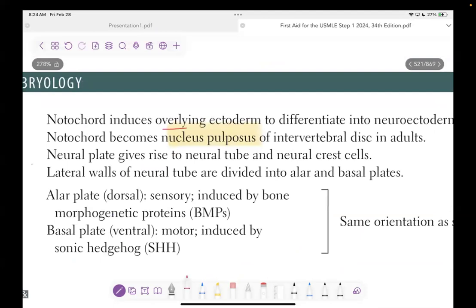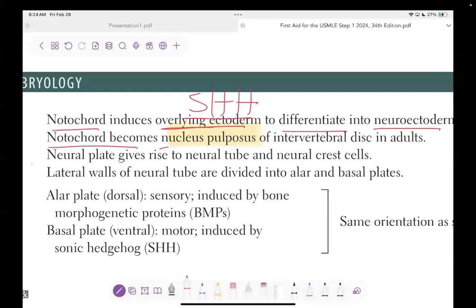Notochord induces overlying ectoderm. How does it induce it? With the Shh gene, right? Shh. Whenever we ask somebody to be silent, we say shh. Notochord is working; notochord is making the CNS. So notochord induces overlying ectoderm to differentiate into neuroectoderm. Notochord becomes the nucleus pulposus of the intervertebral disc in adults.